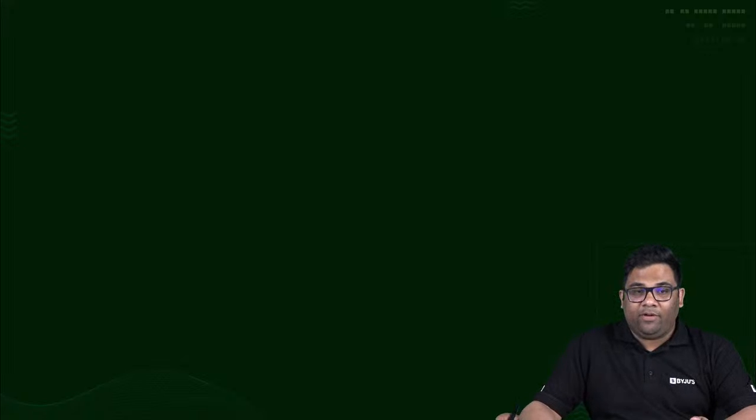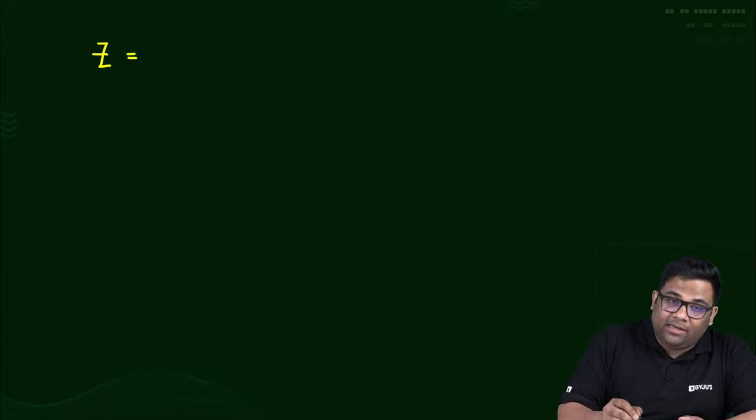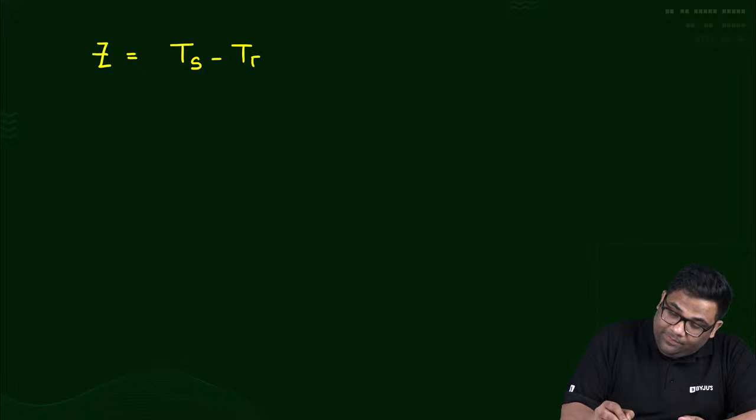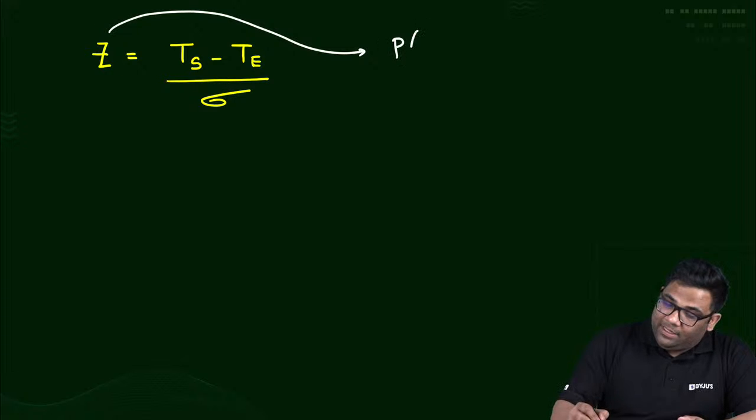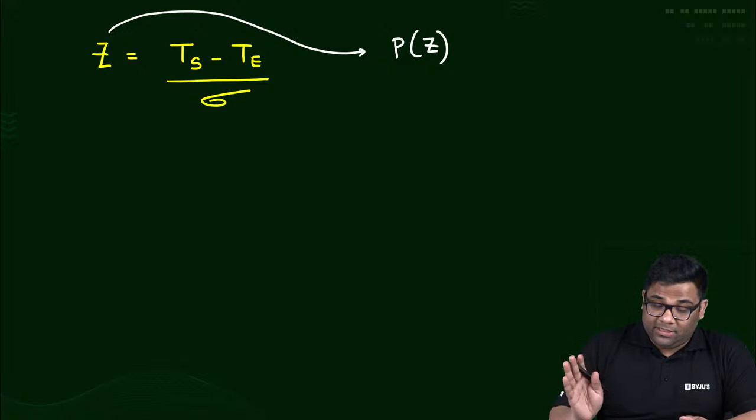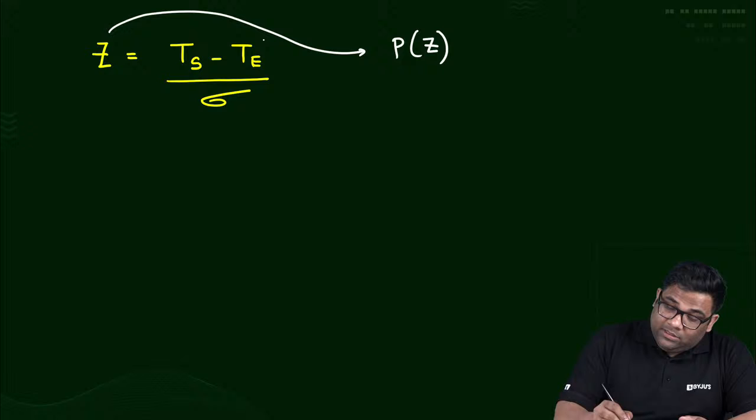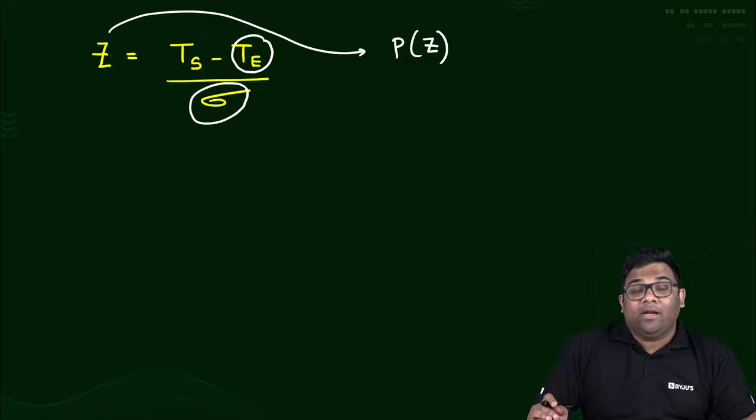Before the break, where were we? There will be a standard variate Z, and that will be Ts minus Te by your sigma. Corresponding to Z there will be a probability, and this probability gives the probability of completing the project within Ts time. Either TE and sigma are given, or I taught you how to find out the TE and sigma of a project.